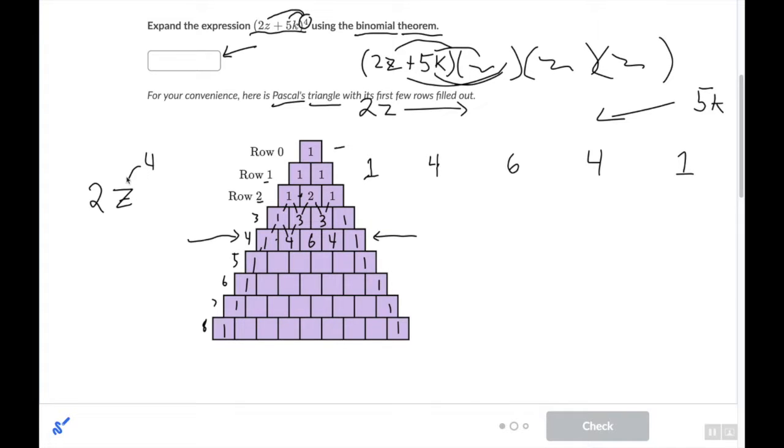So that means we're going to raise the z up to the 4th power, and we're going to raise the 2 up to the 4th power. So 2 raised up to the 4th power, yep, that's 16. So what we're going to have is 1 times 16z raised to the 4. And we also know, and we're going to get this from the other side, that our 5k term is going to be raised to the 0, so it doesn't even make sense to put it there. So we're not going to have that.